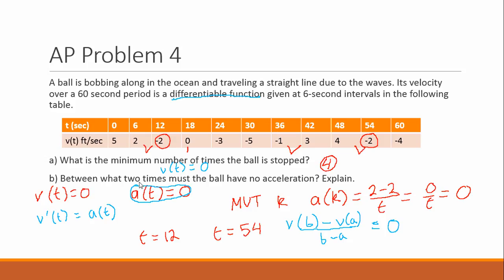So the question is actually asking between which two times. So we would simply write t equals 12, comma, t is equal to 54. And that's it.